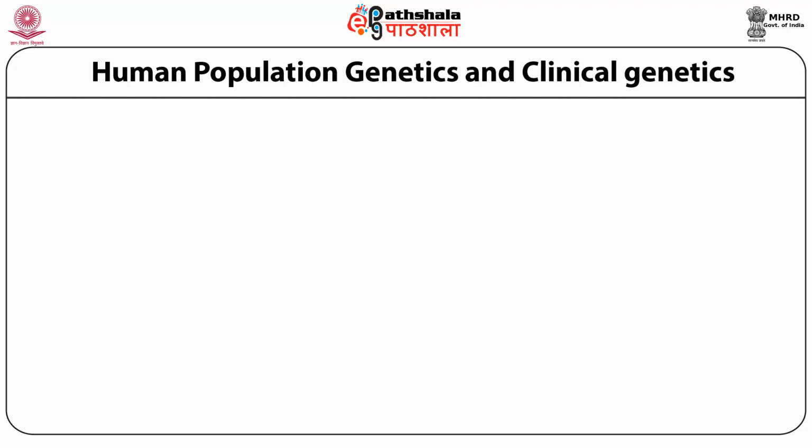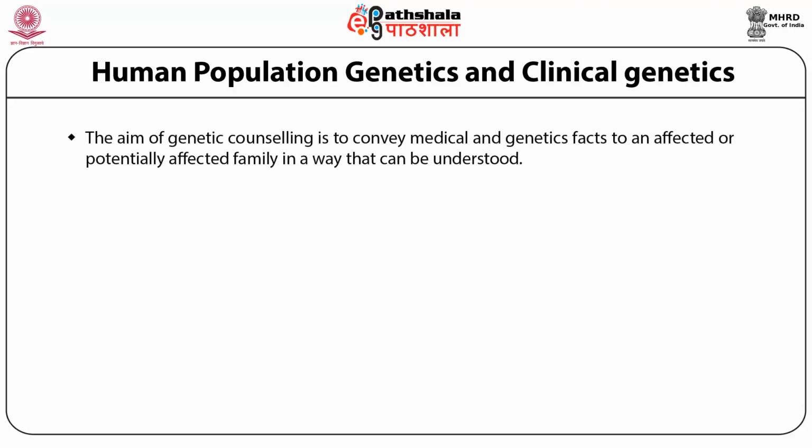Screening of such individuals serves two purposes. First, it detects predisposition before the onset of a disease, and secondly, it identifies the unaffected carriers and counsels them about the risk of producing affected children. The aim of genetic counseling is to convey medical and genetic facts to an affected or potentially affected family in a way that can be understood.